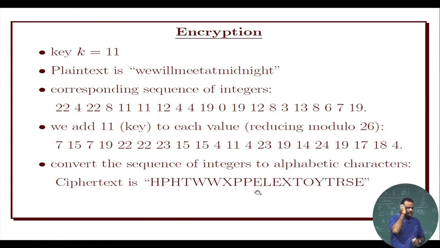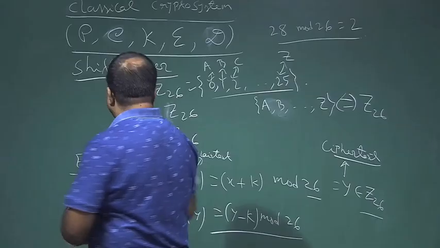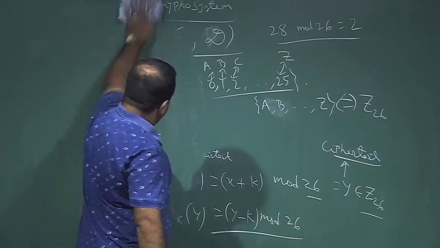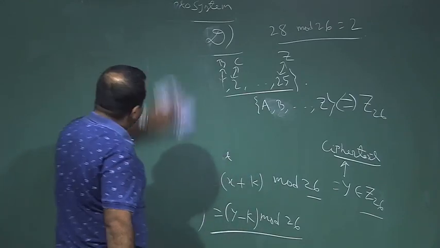Okay. So, now let us take an example of encryption. Suppose Alice and Bob choose the key. The key has to come from Z26.